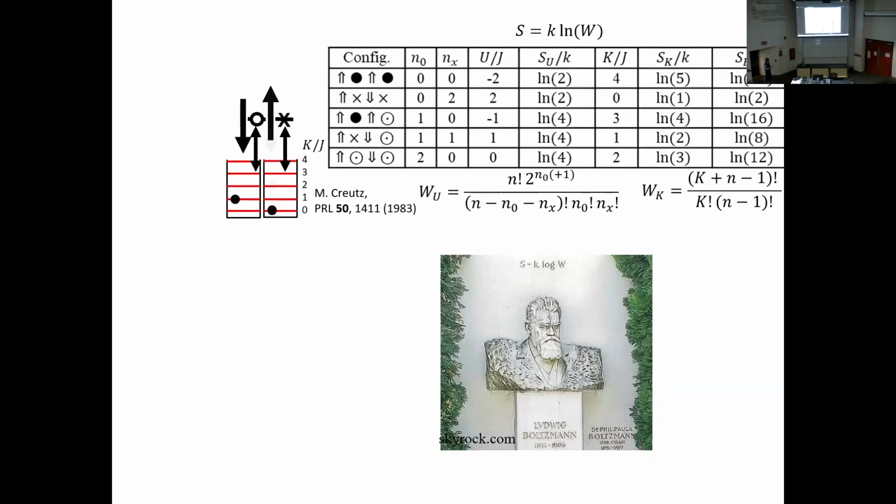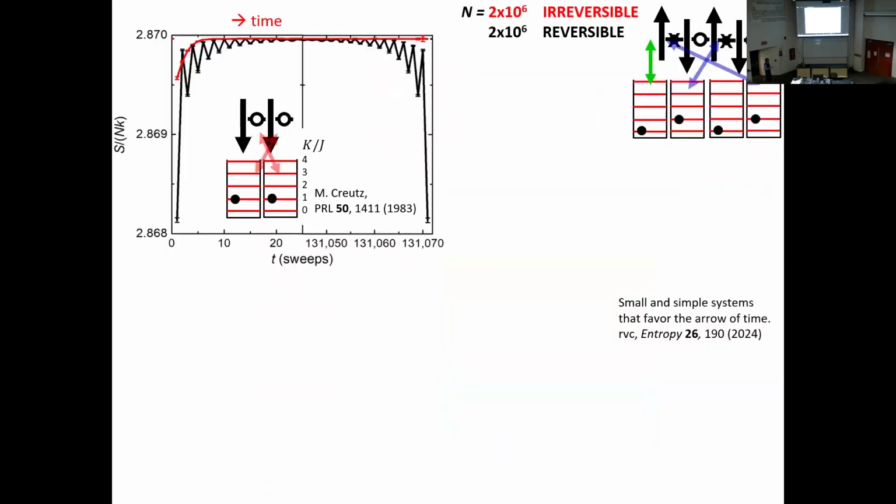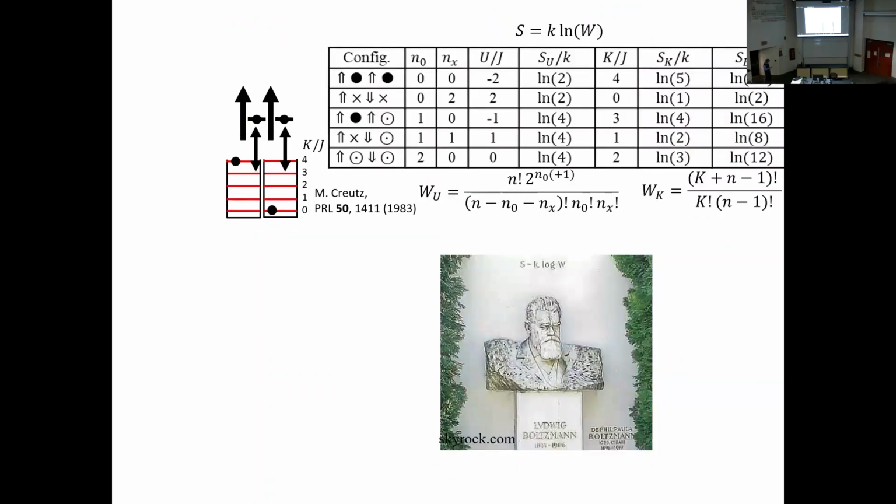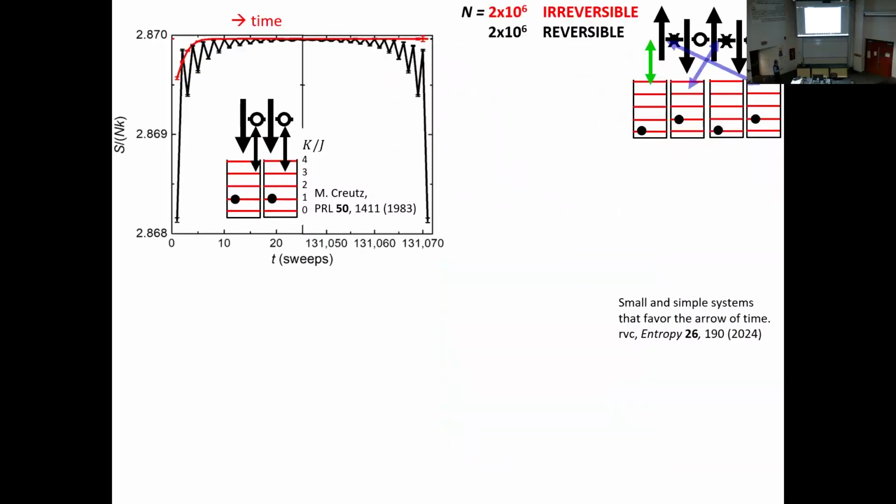Rather than 2 particles, let's go with 2 million. And again, we can calculate the entropy exactly. So here's entropy as a function of time in sweeps.